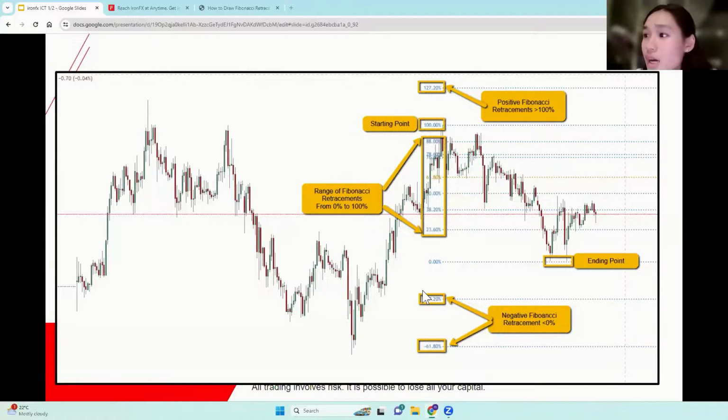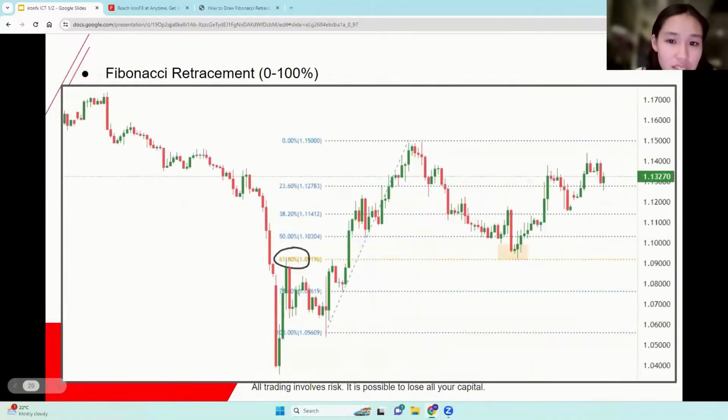For the ICT, we are focusing on 61.8 and 78.6. But it's basically the same thing. Here's another example. We are looking at the level at which price bounces off either your 61.8 level or your 78.6 level.